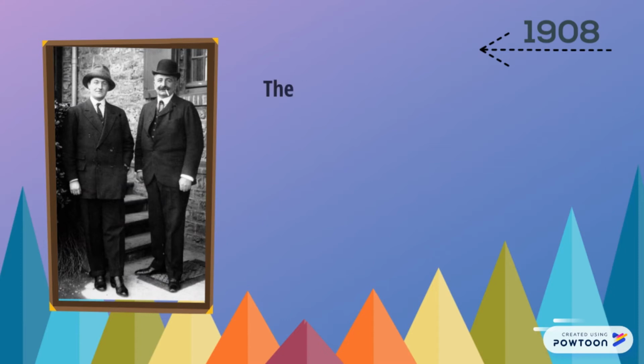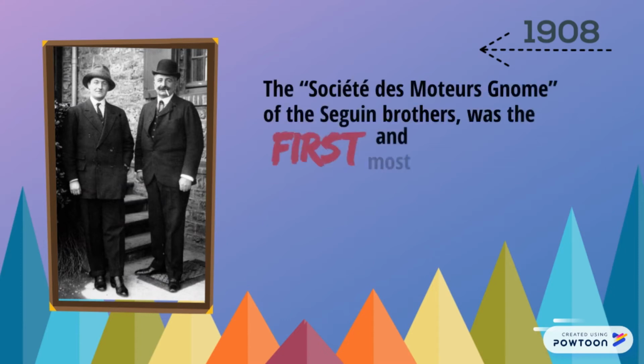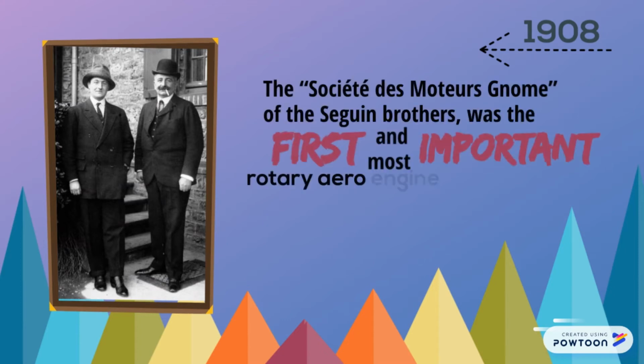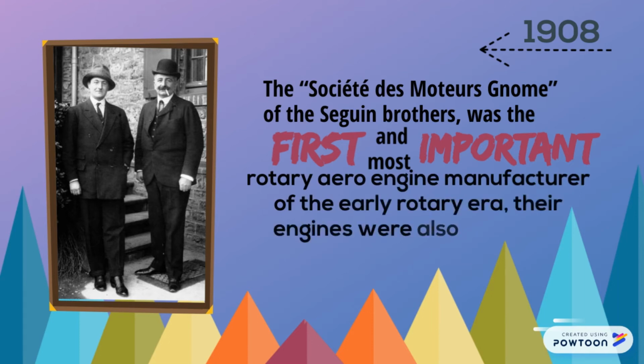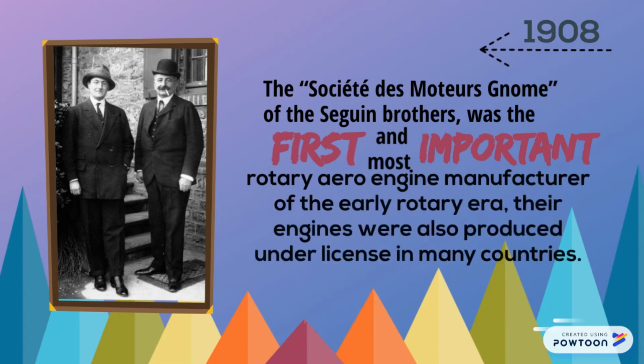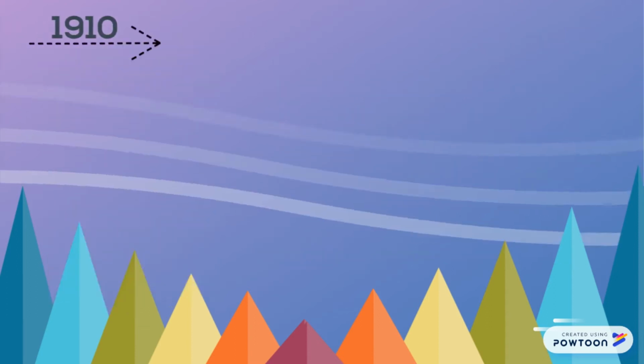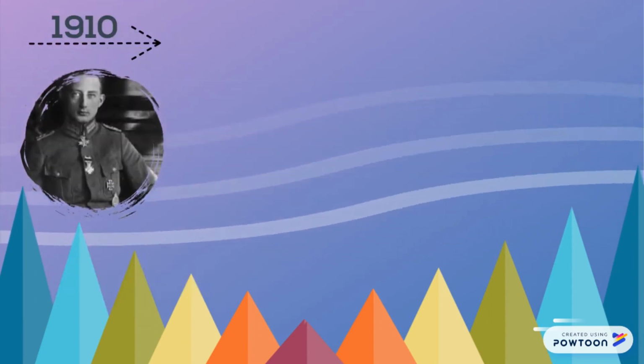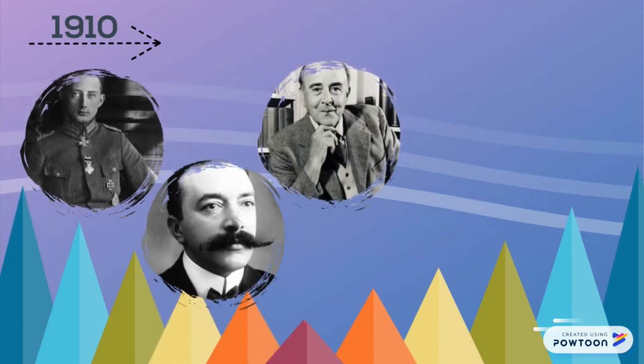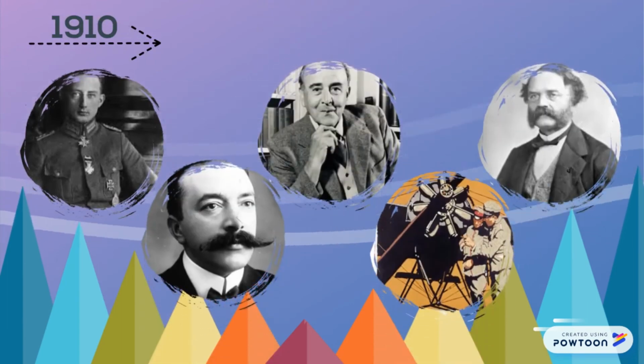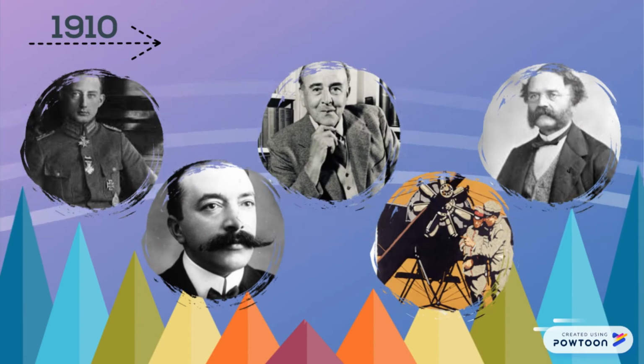The Société des Moteurs Gnome of the Seguin brothers was the first and the most important rotary aero engine manufacturer of the early rotary era. Their engines were also produced under license in many countries. Other manufacturers like Le Rhône, Clerget, Bentley, Oberursel, and Siemens-Halske started to design and produce a large number of models and variants. Rotaries were broadly used until the end of the First World War. Their success and technical development were as quick as their decline.